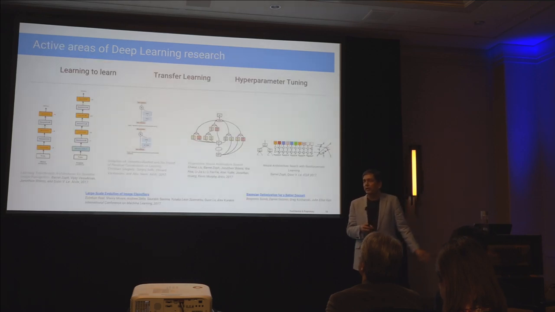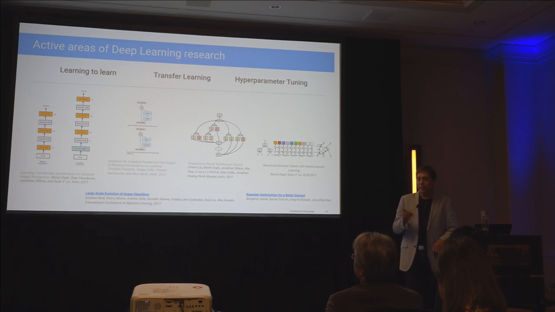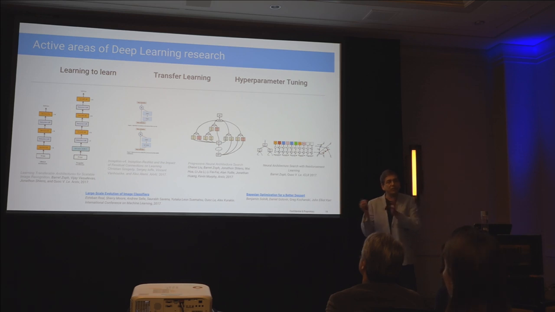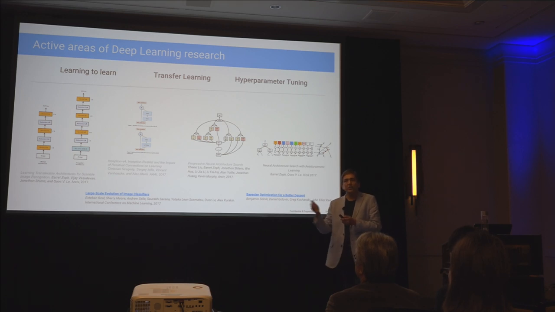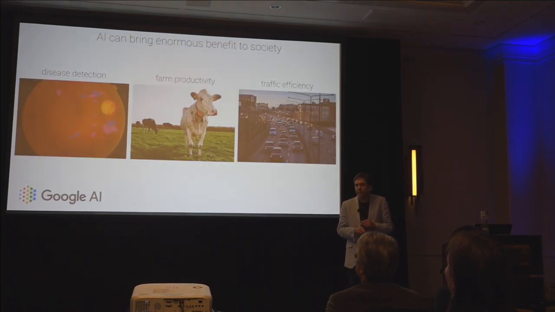At Google, we are doing research actively in deep learning. This is by no means a solved problem. It's a very wide area of research. We're working on learning to learn, transfer learning. Transfer learning is you take a model trained on one problem and you transfer it to another problem. You don't have to learn it again with a lot of data. So when we take Google Home into a new country, for example, you can transfer learn the language of the new country without having to start from scratch. Hyperparameter tuning and so forth, I'll talk about that a little bit.